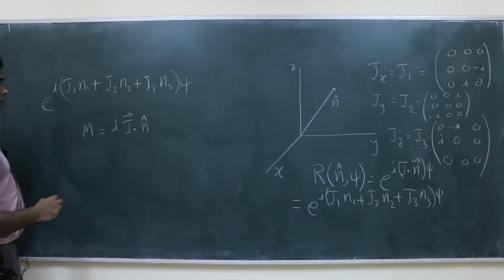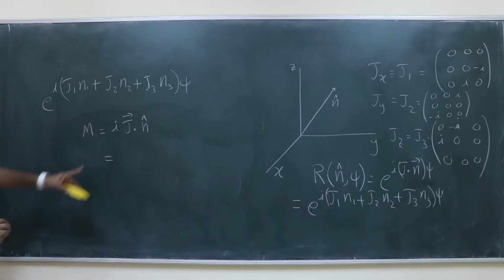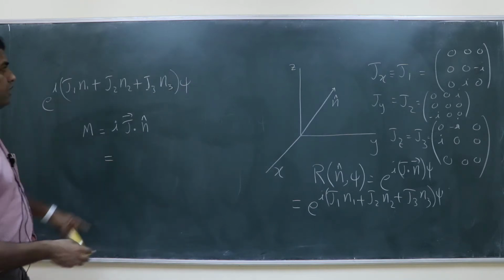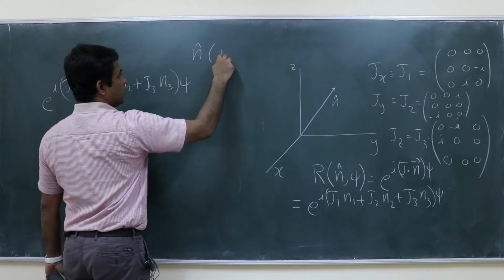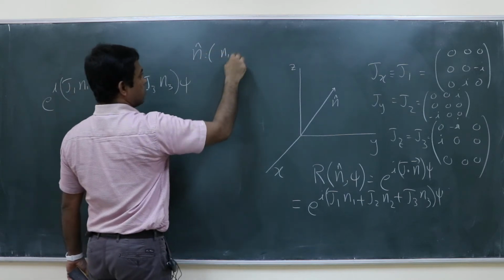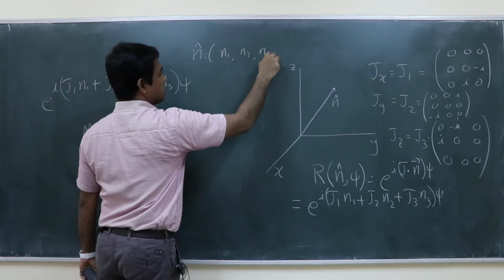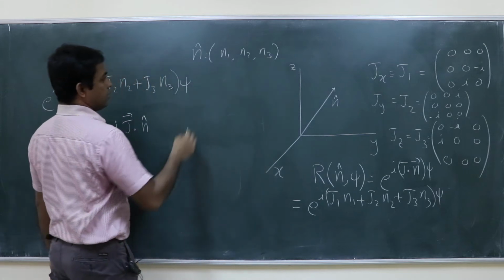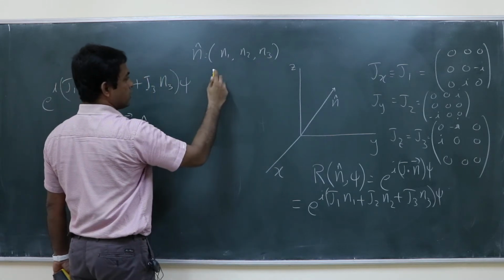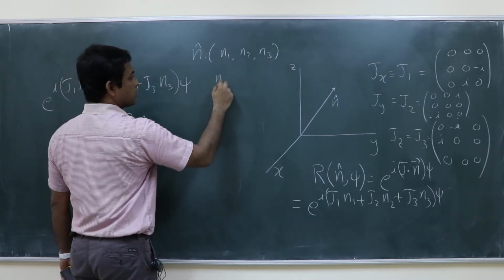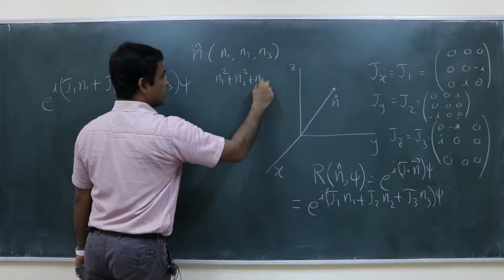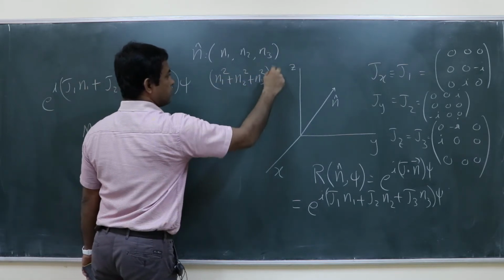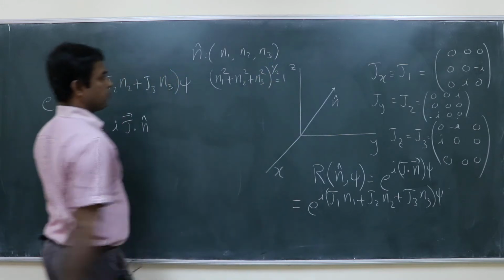So what will the matrix M be now? This one you can write down. Basically take J dot n, where n1, n2, n3 are the components of the unit vector along these three axes. And since it is a unit vector, n1 squared plus n2 squared plus n3 squared, to the power 1 by 2, is equal to 1.